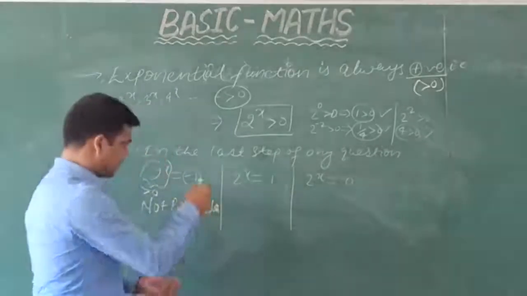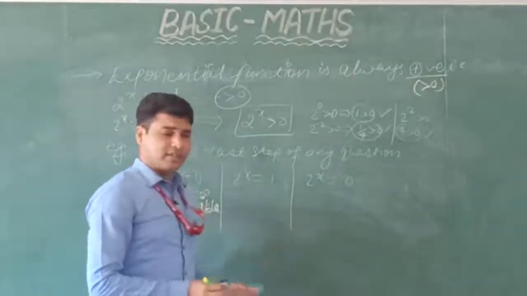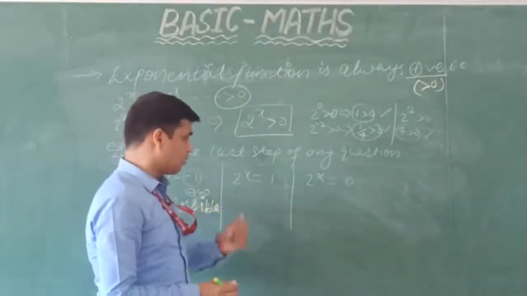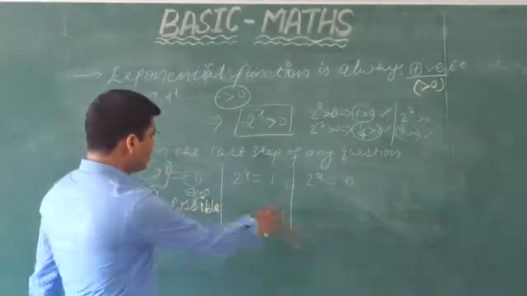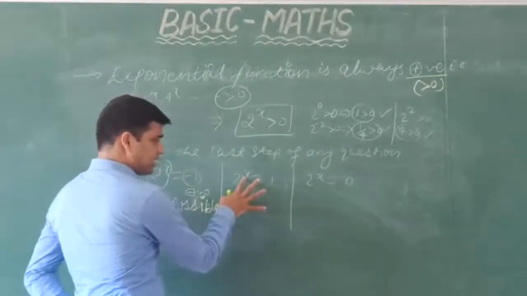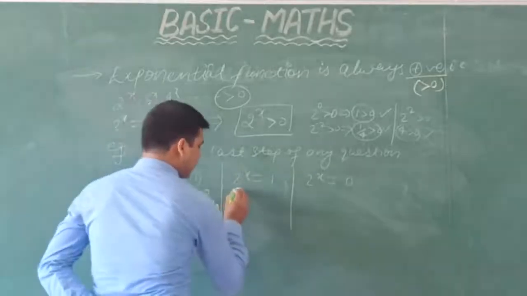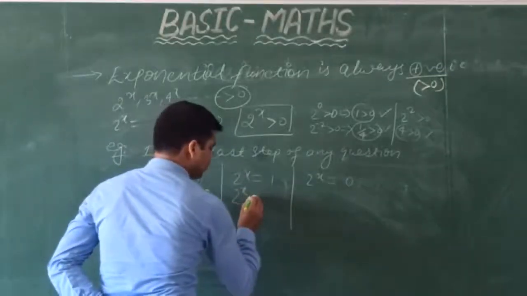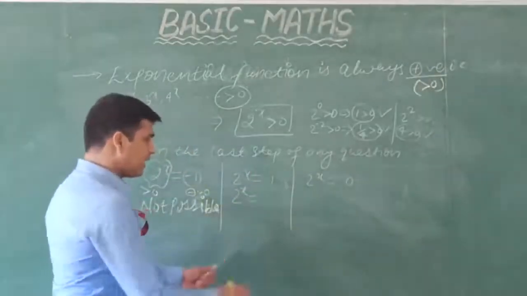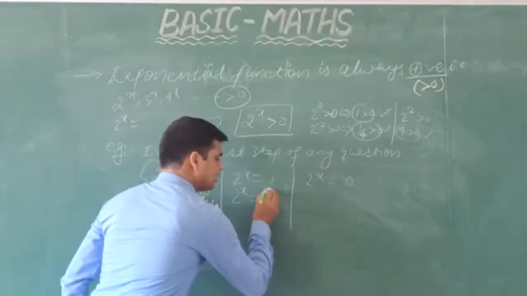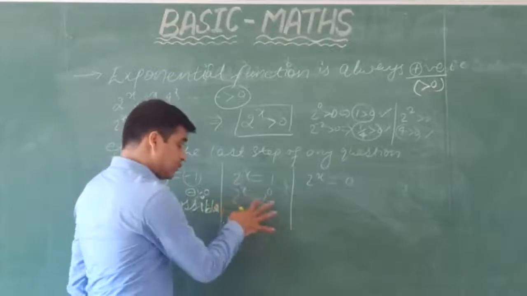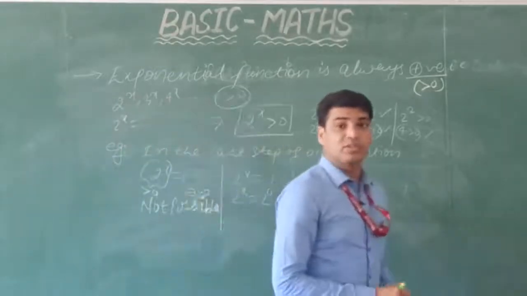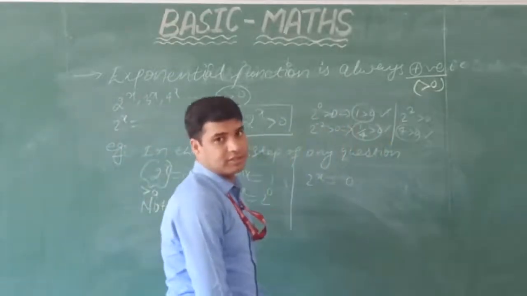Now see this here, second: 2 raised to the power x equals 1. So what will we do here? Simple. What can I write? I can write 2 raised to the power x equals 1, and 1 can be written as 2 raised to the power 0. Why can I write 2 raised to the power 0? Because we can write 1 as 3 raised to the power 0, or 4 raised to the power 0 as well.